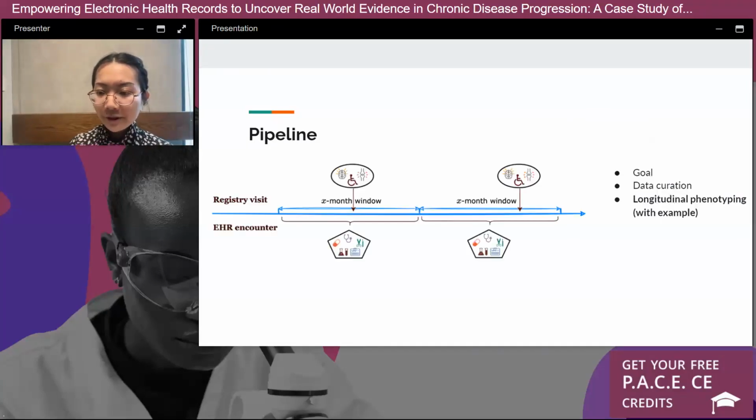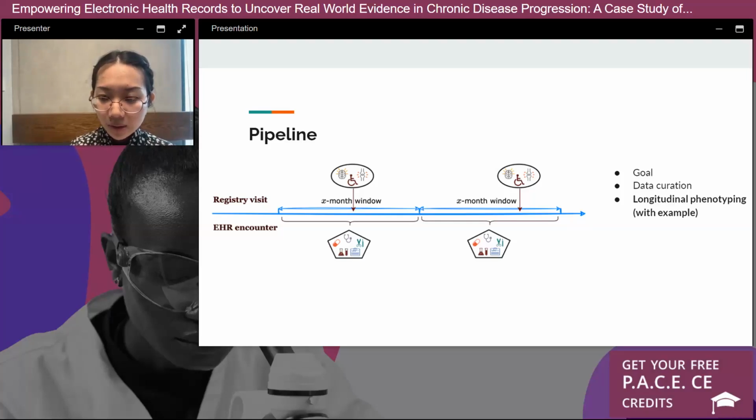Right. So after the entire data curation and standardization stage, as well as the cohort construction, now comes the interesting part, which is how do you do longitudinal phenotyping? Note here that usually our outcome of interest is for a chronic disease, like cancer recurrence, as an example. Usually that outcome stretches out over a long time frame.